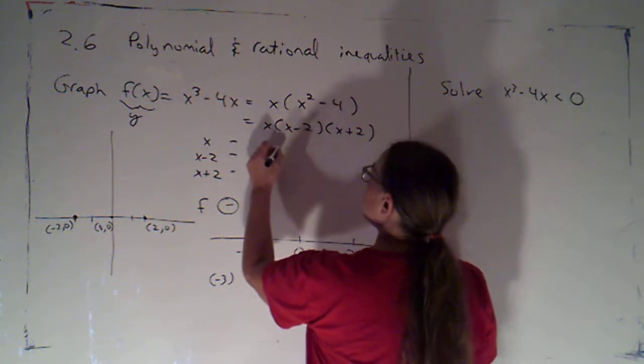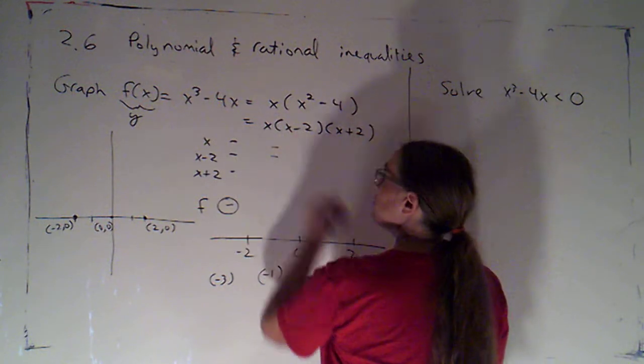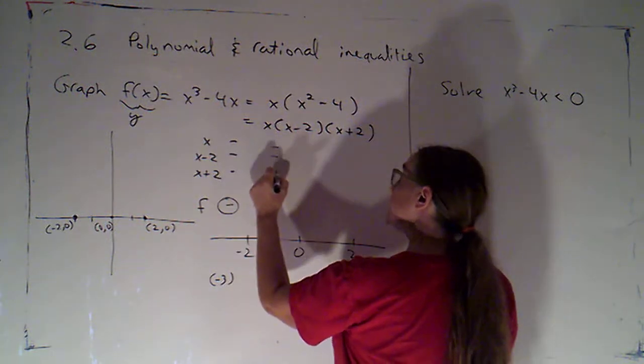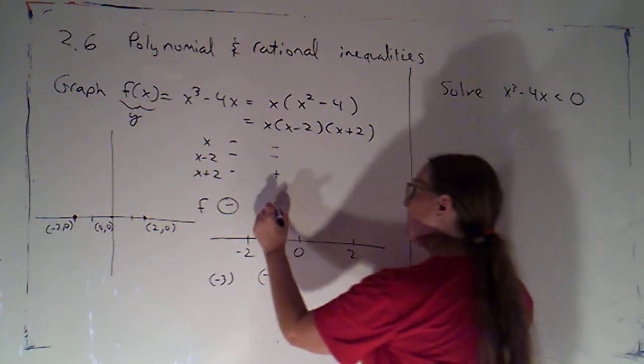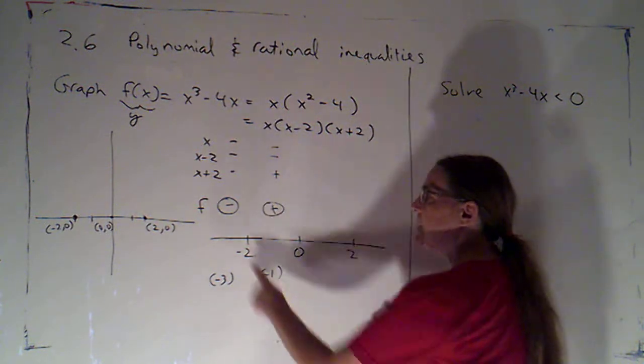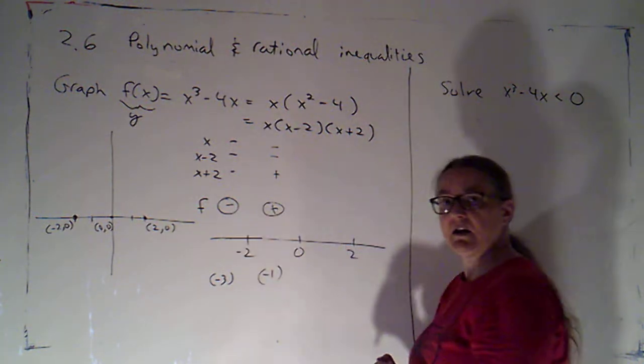Negative 1 is, of course, negative. Negative 1 minus 2 is negative, but negative 1 plus 2 would be positive. Two negatives and a positive are going to give me a positive. So you'll notice we change sign here.